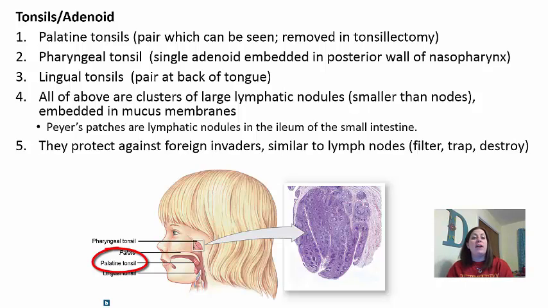You also have a pharyngeal tonsil. This is going to be at the back and at the top. It's a single adenoid which is embedded in the posterior wall of your nasopharynx, so it's up high back there at the back of your throat by your nose. And so it's what we call an adenoid.